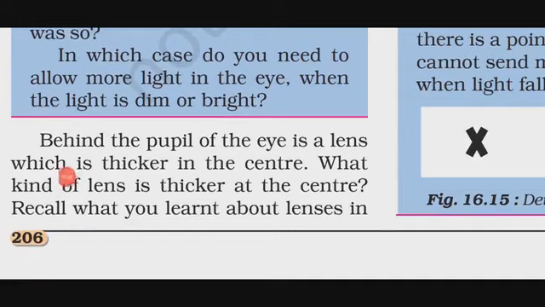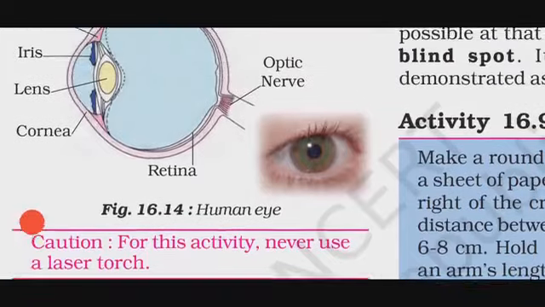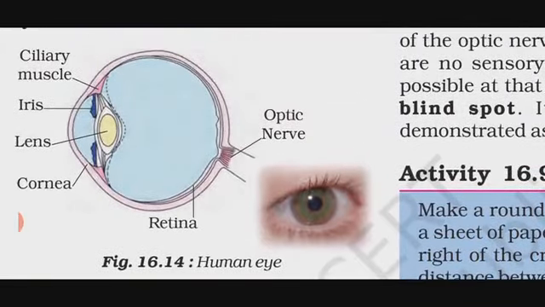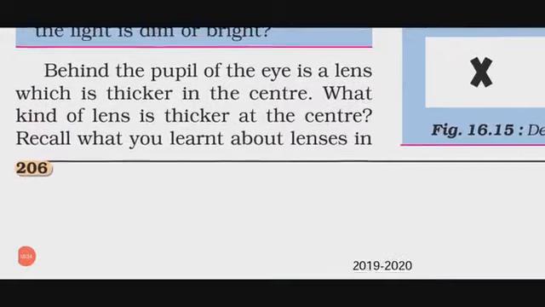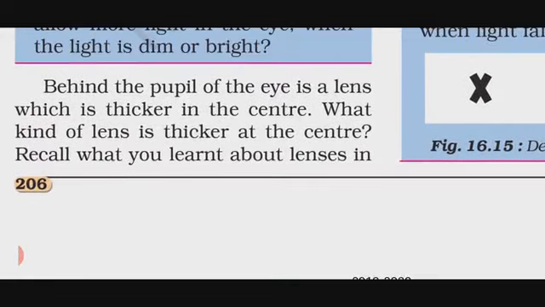So behind the pupil of the eye is a lens, which is thicker in the center. So behind this pupil, as we can see, is the lens. So this is the lens. Okay, this is behind the pupil. Pupil is here, and this lens is behind this pupil. So behind this pupil of the eye is a lens which is thicker in the center.